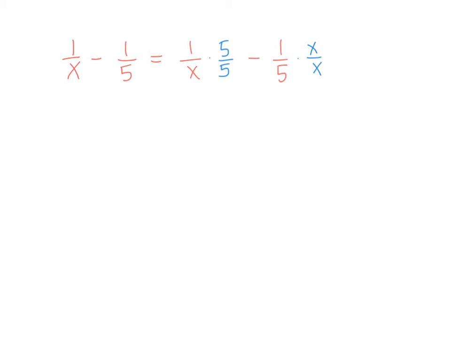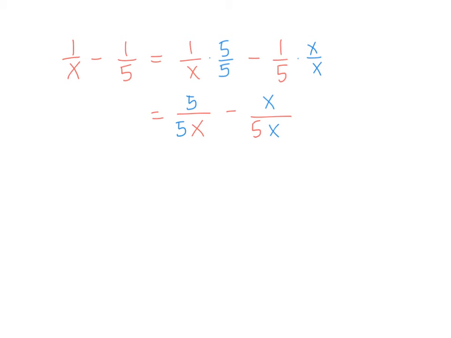For the first fraction, 1 over x, we already have x in the denominator, so if we multiply this expression by 5 over 5, we'll create a fraction whose denominator is now 5x, but we won't change anything because 5 over 5 is just equal to 1. Similarly, for the second fraction, we already have a 5 in the denominator, so we need to multiply by x over x in order to make the denominator equal to 5x.